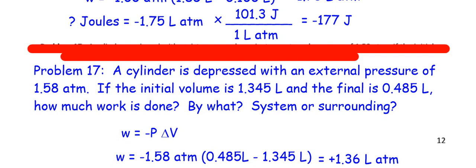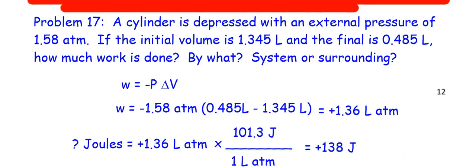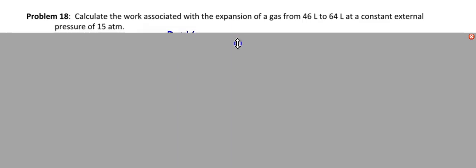But wait a minute, I don't want it to be in liter atmospheres. I need it to be in joules, all right? So there you go. I have positive 1.636 liter atmosphere. Liter atmosphere go on the bottom, 101.3 joules are on top, and there's my final answer in joules, positive number. Let's go to the next page, and then I think we're done. All right, can you do this problem for me, please? Pause, and when you're done, come back.